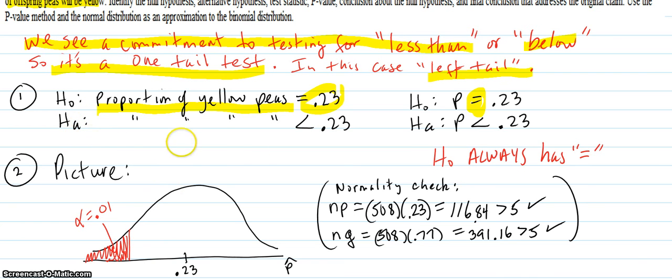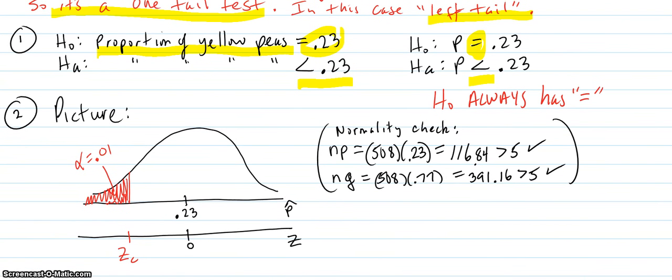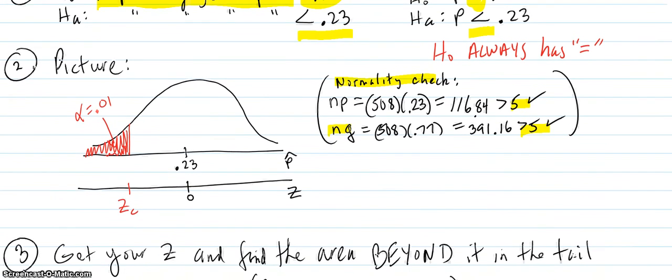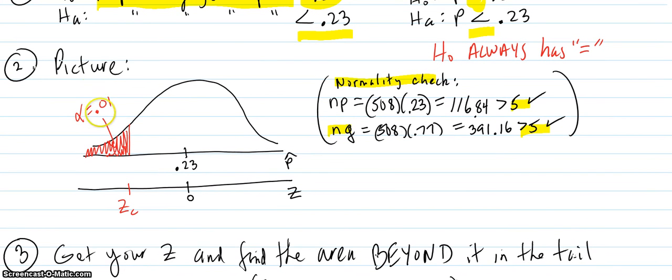HA, alternate. The same wording for this, but we're testing to see if it's less than 0.23. Less than. We do our normality check. NP is greater than 5, NQ is greater than 5. Puts the stuff on the picture. This time we're testing in the left tail. Here's your alpha rejection region.